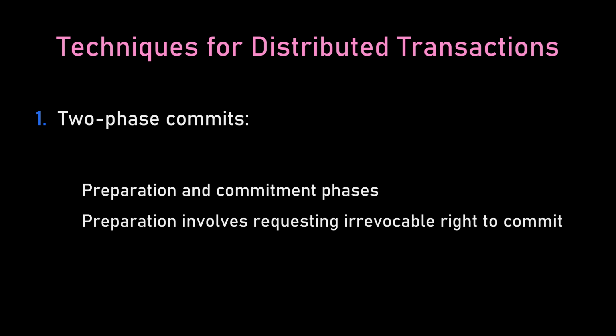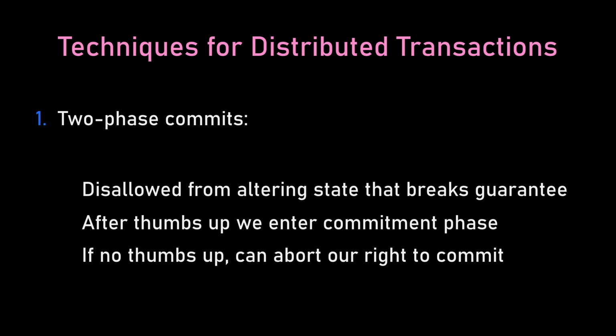There are two primary mechanisms to achieve distributed transactions, which we will summarize briefly. The first is two-phase commits, which involves splitting up transactions into two phases, the preparation phase and the commitment phase. The first phase is to prepare each operation of the transaction. This involves asking the system corresponding to each operation to offer an irrevocable right to commit or apply the respective operation. Each system is temporarily disallowed from altering state in such a way that might break this guarantee.